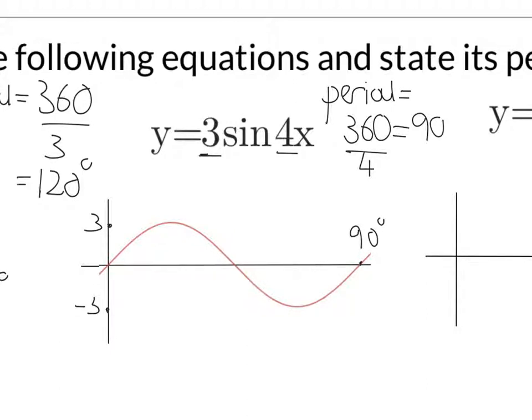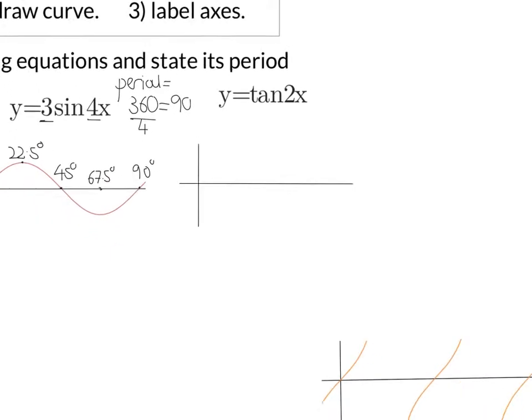So now we take all the other important points and divide them by 4. So 90 degrees is where the normal maximum point is, so divide that by 4 is 22.5 degrees. It's normally 180 degrees, the next x-intercept, so divide that by 4 is 45 degrees. And the minimum point is at 270, and if you divide that by 4, you get 67.5 degrees. Okay, last one then, y equals tan 2x.